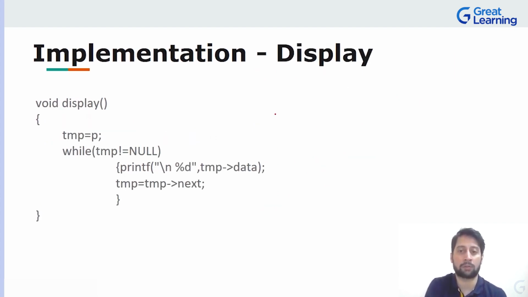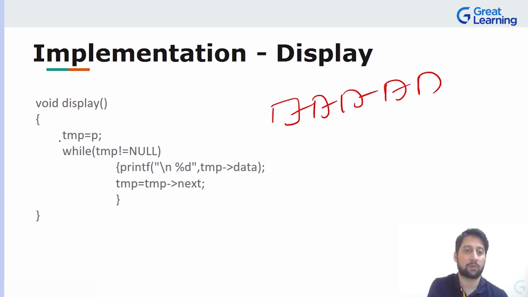Now, if you want to display all the elements that are present in the linked list, this is similar to what we have already seen. You have a temporary variable because you don't want to change the head node, that is p. So you have this temp also pointing to the head. Then you traverse one by one and print out the data that is there.